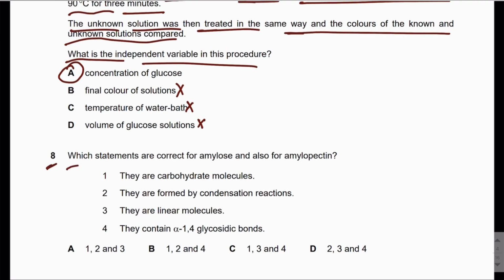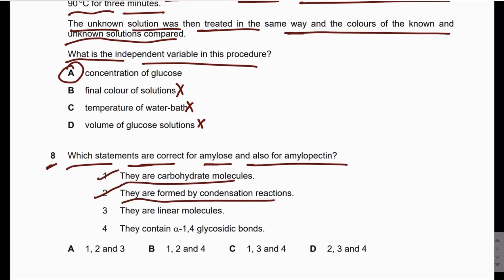MCQ number 8. Which statements are correct for amylose and also for amylopectin? So they both are carbohydrate molecules. This is true. They are formed by condensation reactions. This is true as well. Amylose and amylopectin are polymers, and they are made up of alpha glucose. Alpha glucose molecules are joined together by condensation reactions. They are linear molecules. No guys, they are not. Amylose is helical, not linear, and amylopectin is a branched molecule.